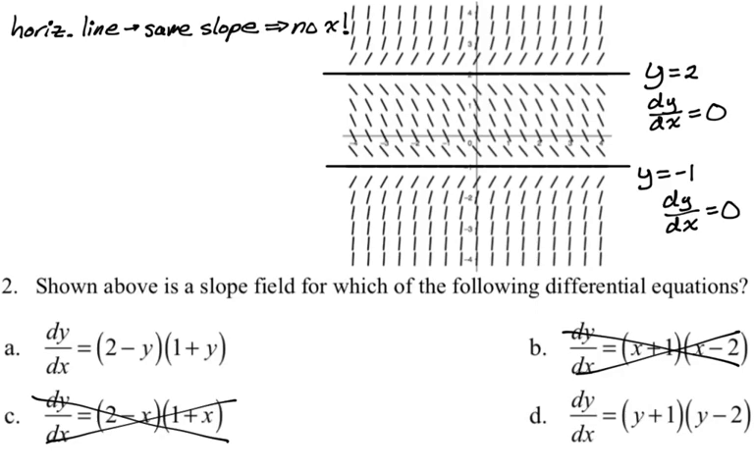So I notice that if I'm up here when y is greater than 2, so anytime y is greater than 2, these all have positive slopes. So when y is greater than 2, dy/dx is positive.